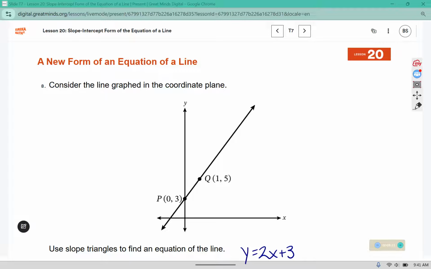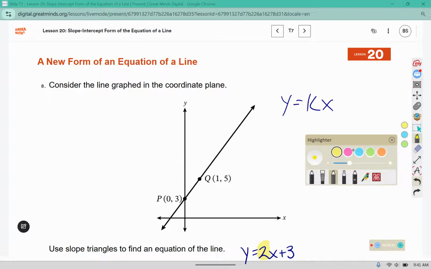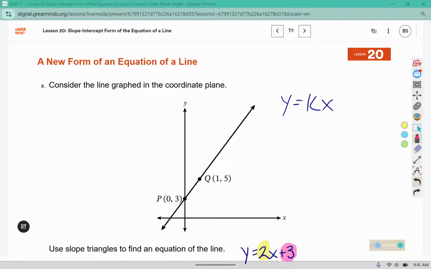You might notice that the slope was 2, and it still shows up in the same spot. If we had that y equals kx equation, the slope still shows up in the k position. Then we have a new term, this plus 3. Where do you see the 3 represented in the graph? Well, that is the y coordinate of this point. It's where it started. Instead of at the origin, it starts up at 3. That is called the y-intercept. It's where it crosses the y-axis.